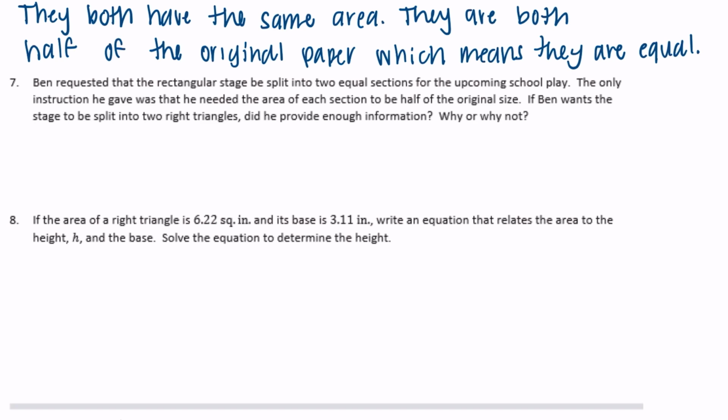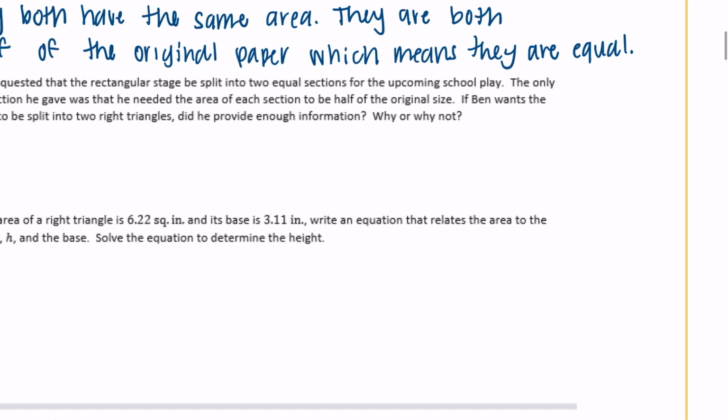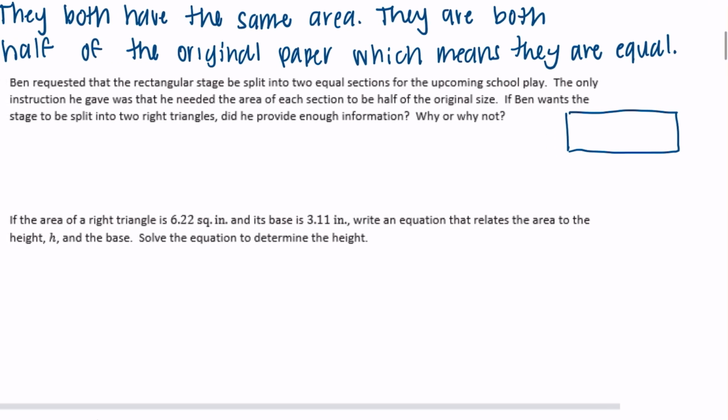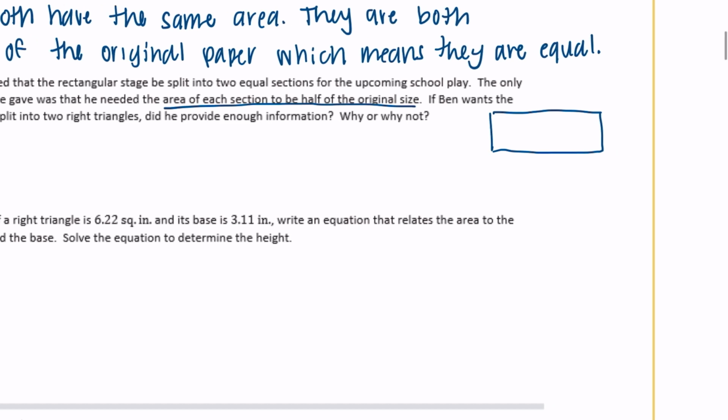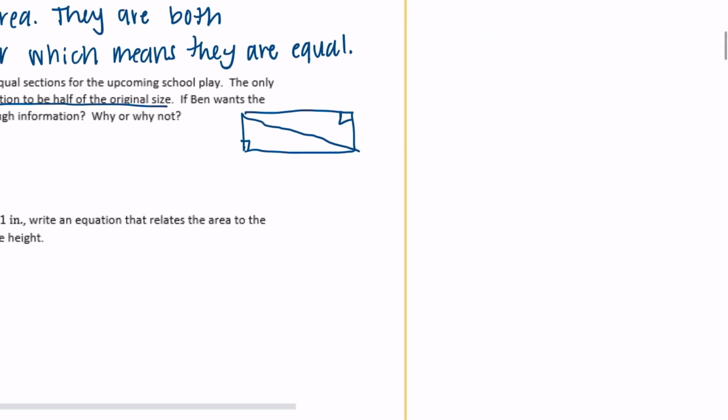Okay, so if he wants them into 2 right triangles, let's say there's the stage. He wants it split into 2 equal sections. The only instruction he said was the area needed to be half the original size. If he wants the area split into 2 right triangles, so what he wants is this. He wants 2 right triangles. But all he said was that it needs to be half the original size.